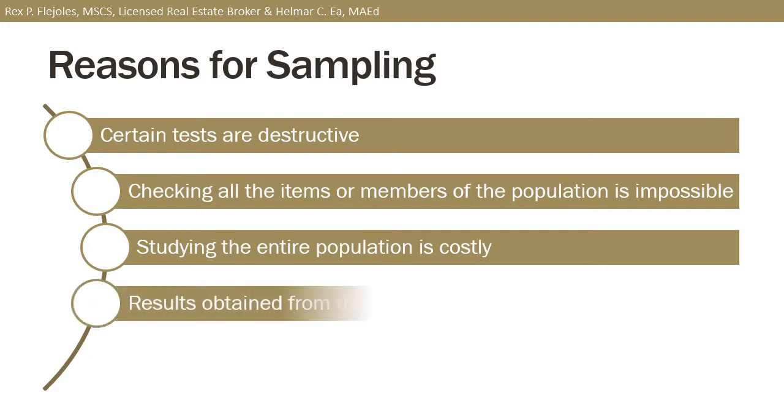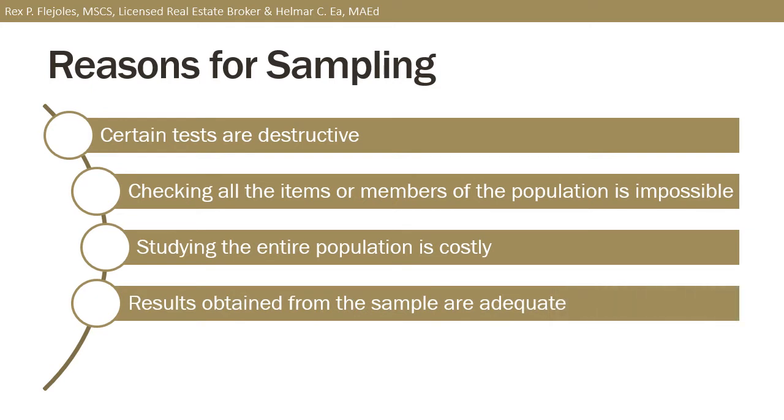Fourth, results obtained from the sample are adequate. There are instances in which the difference between a parameter and a statistic is too insignificant since variations among values are too small, like in the selling price of products, which is controlled by the DTI. Hence, the difference of most products may only be a few cents, especially if the products are from the same manufacturer.